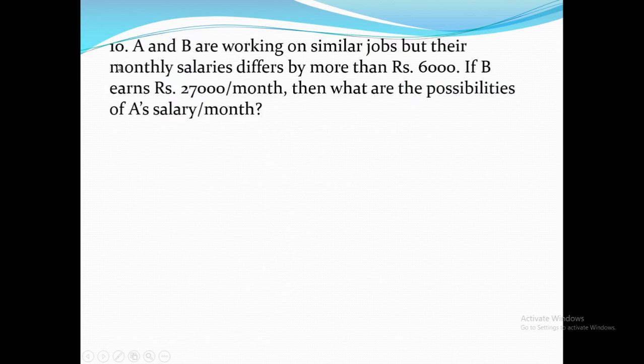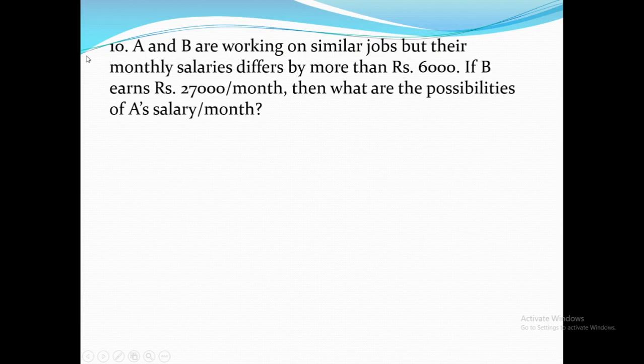Right. Last problem. A and B are working on similar jobs, but their monthly salary differs by more than rupees 6,000. If B earns rupees 27,000 per month, what are the possibilities of A's salary per month? Okay, the question they have given, A's salary minus B's salary or B's salary minus A's salary is, which is what? More than, that means greater than 6,000.